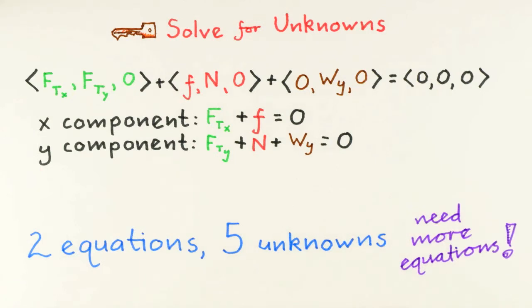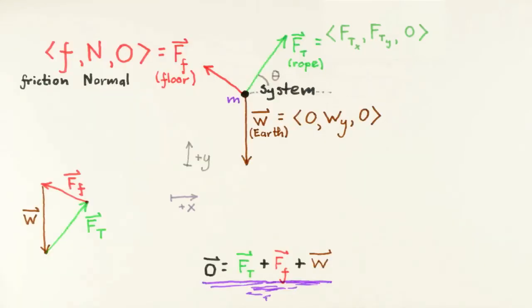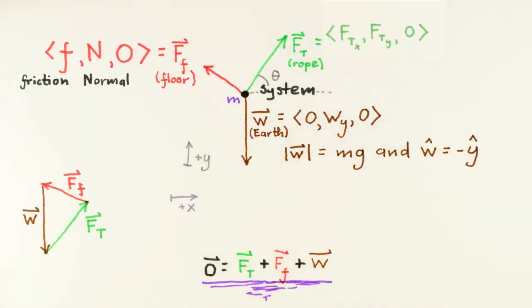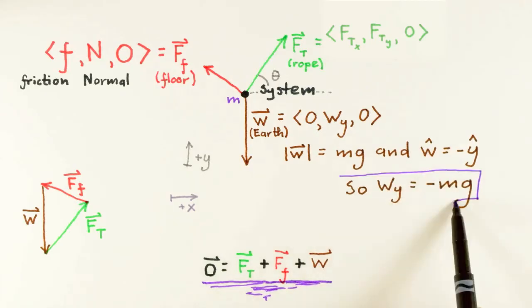Let's start with the weight force. We're given the system mass, so we know that the magnitude of the weight force is m times g, and the direction is downward, so W sub y must be equal to minus mg.